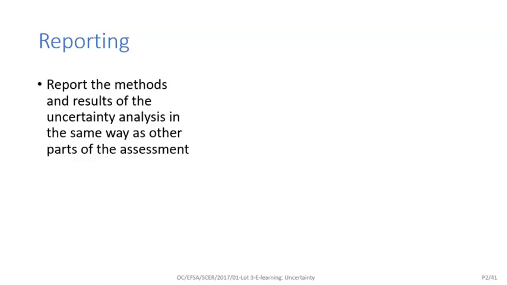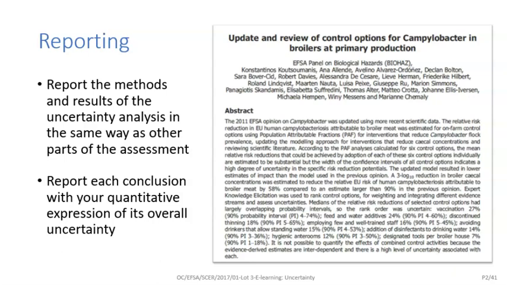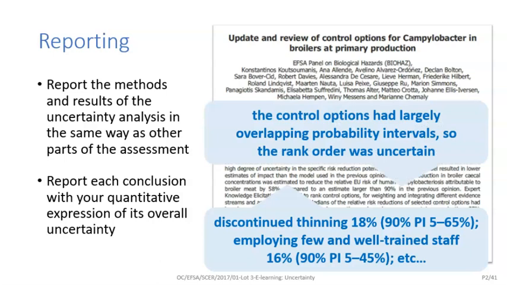The final step of a basic uncertainty analysis is to report the methods and results. You should do this in the same way as other parts of the assessment, and report each conclusion with your quantitative expression of its overall uncertainty. In the Campylobacter opinion, median estimates and 90% probability intervals quantifying uncertainty were reported in the conclusions summary and abstract, together with a qualitative statement that the rank order of the options was uncertain due to the large overlap between the probability intervals.